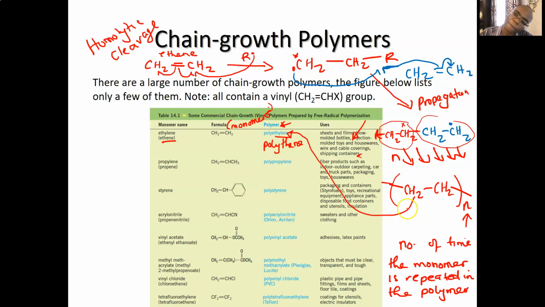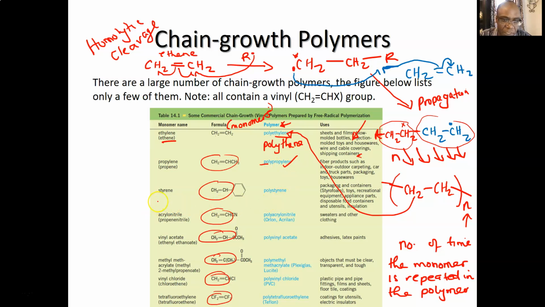Alright, so I've given you an overview. So all these double bonds will do the same thing. All these double bonds will do the same mechanism. Okay, so if you're using propene, you get poly, many propenes. If you use styrene, you get polystyrene, otherwise called styrofoam, used for packaging, making plates, disposable food containers, disposable cups.